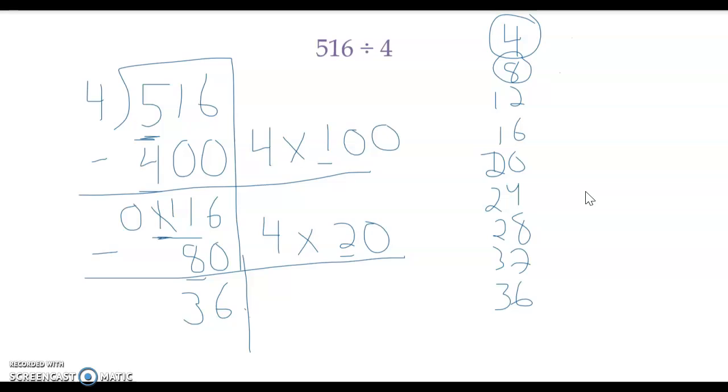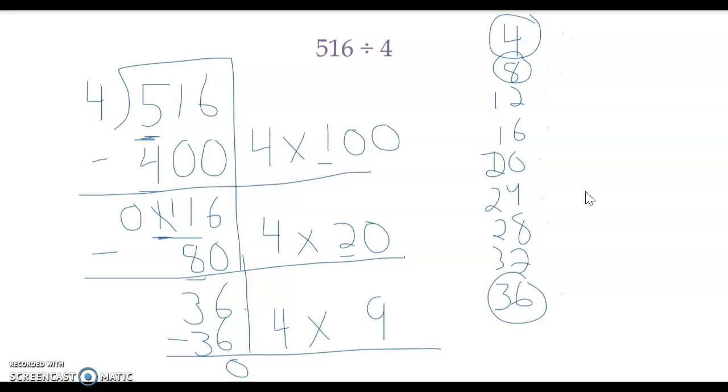So I'm going to go look at my tower, and I see exactly 36 on my tower. So I can put that right in here. And to multiply by 4 to get 36, I did 1, 2, 3, 4, 5, 6, 7, 8, 9 groups of 4. Once I subtract, I get 0, so I don't have any remainder.